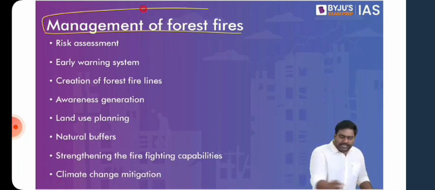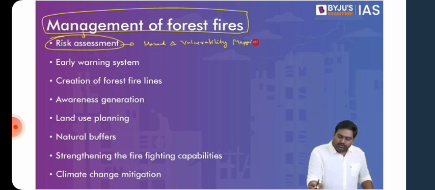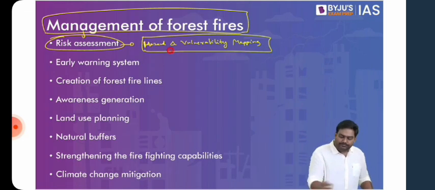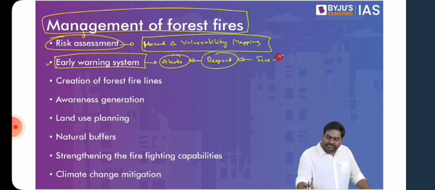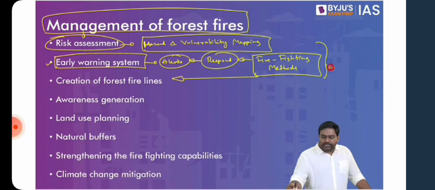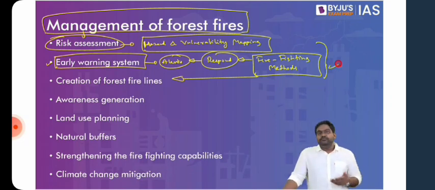So in order to manage the disaster, along with risk assessment and the hazard vulnerability mapping, we have to create an early warning mechanism. Early warning systems become essential so that with real-time alerts, we can respond with effective firefighting methods. For this, you have to strengthen your firefighting capabilities. It's not easy to fight a forest fire. It's not like fire in a building or fire in a house or fire in a city, which can be more easily contained. These wildfires are impossible to contain. All right, but through some strategies, you can at least reduce the spread.